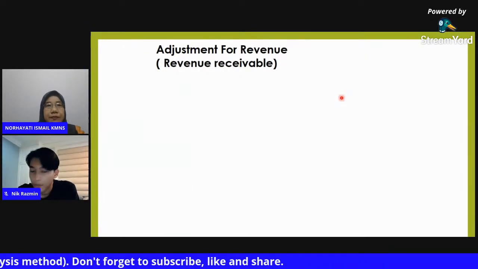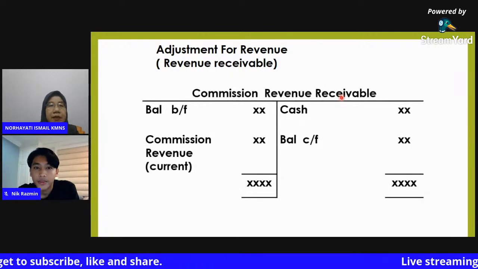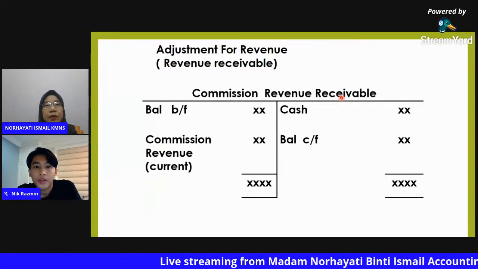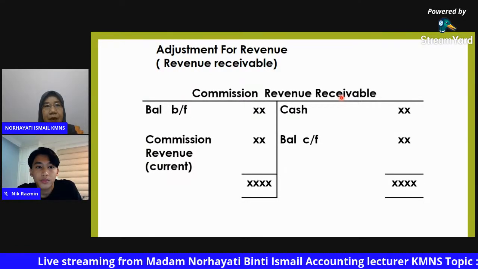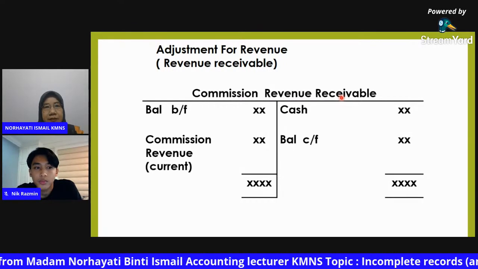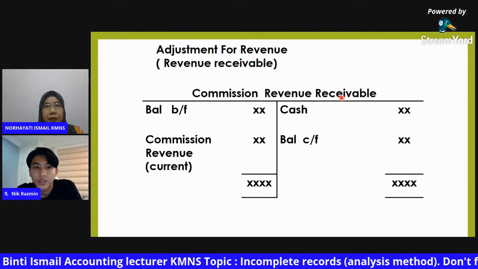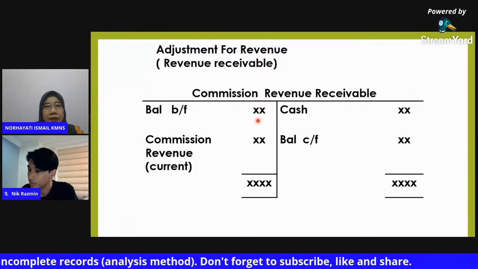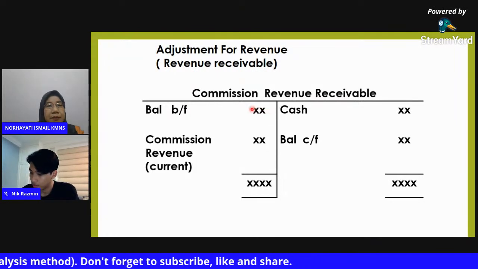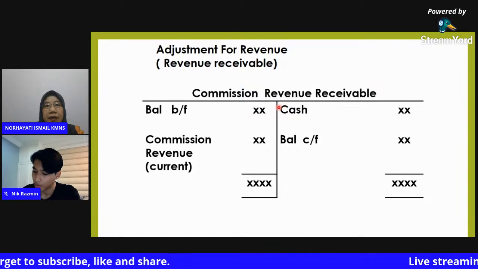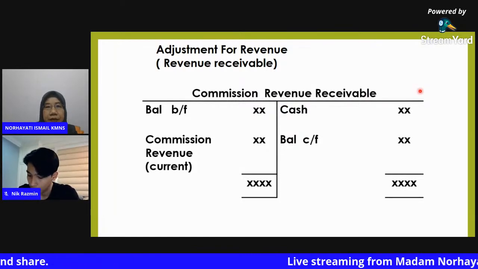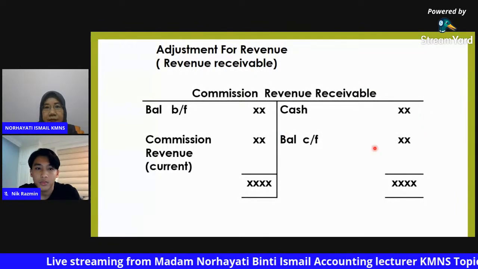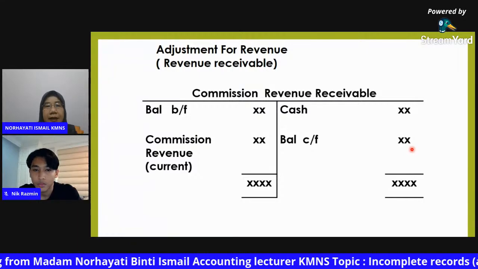Okay, the next one, revenue receivable. Revenue receivable means we have not received cash yet, but we have performed the services. Okay, that one is the normal one. This one is asset. So always in the debit side, normally given in the question. And this one we got the detail from cash book, the second step, and the third step given in the question. This one should be in the credit side.